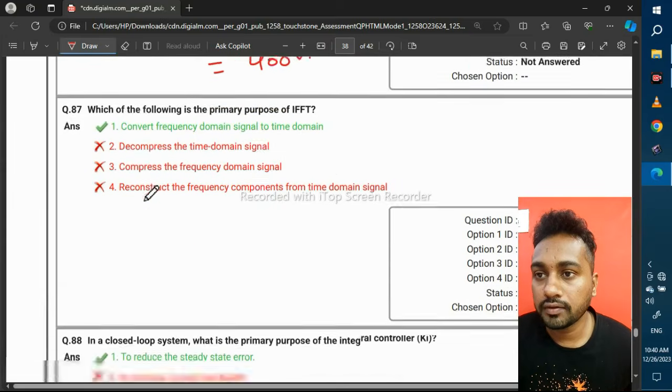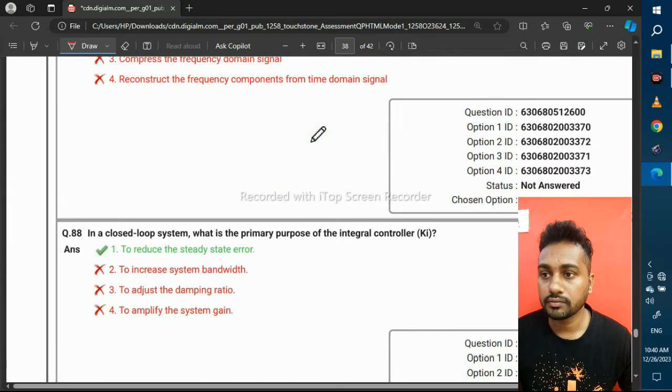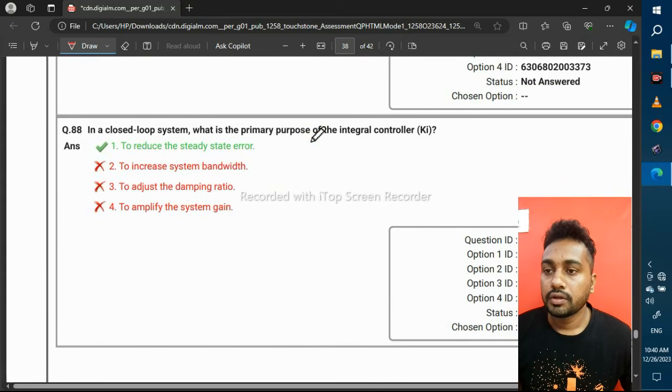Which of the following is the primary purpose of IFFT? It will convert a frequency domain signal to a time domain signal. This is right. In a closed loop system, what is the primary purpose of an integral controller? It will reduce the steady state error. This is right.